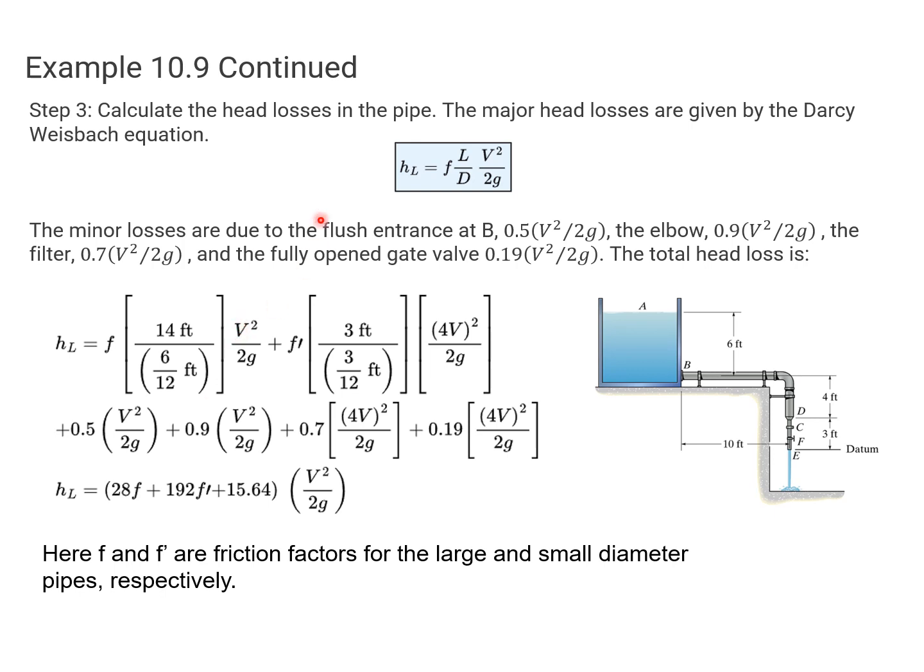The second part now, let's calculate the head losses in the pipe. So the major head losses are given by the Darcy-Weisbach equation, as we talked about before. The minor losses are due to several different situations. So here at B, we have what's known as a flush entrance. You can look back on the previous lecture slides, and it's 0.5 times V squared over 2G.